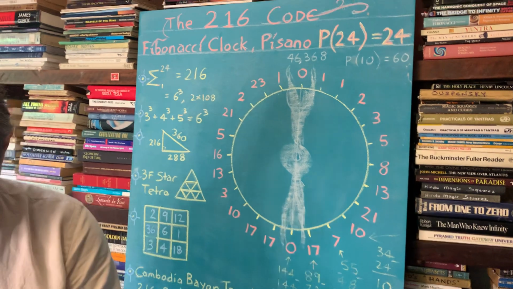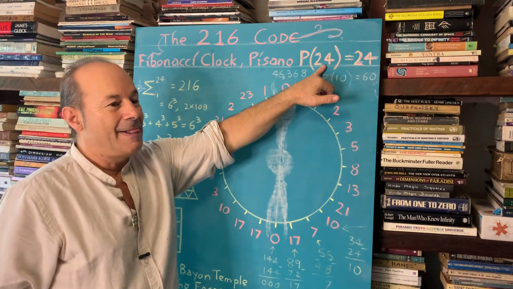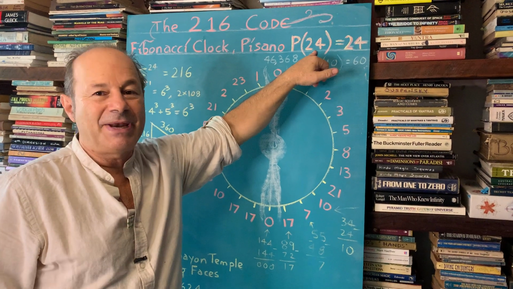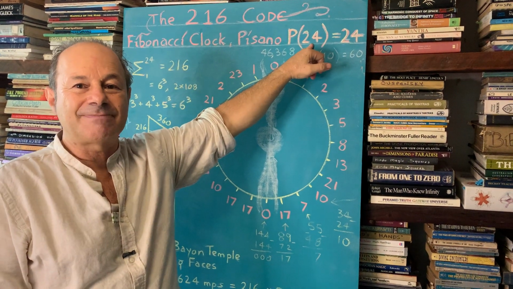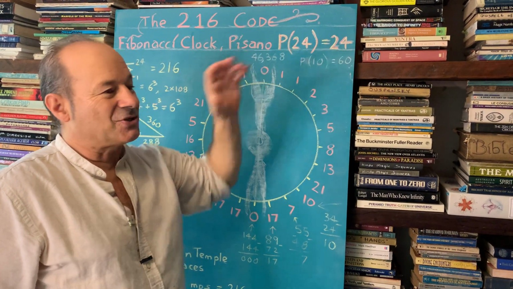I wanted to show you that this is so special, because where does a Fibonacci clock mathematics, we call it modulus maths or clock mathematics, repeat itself? Something happens at 24.